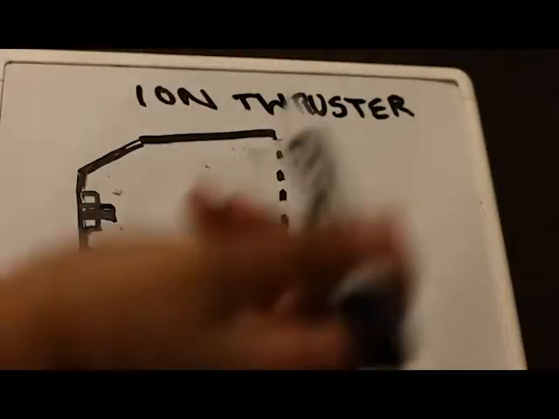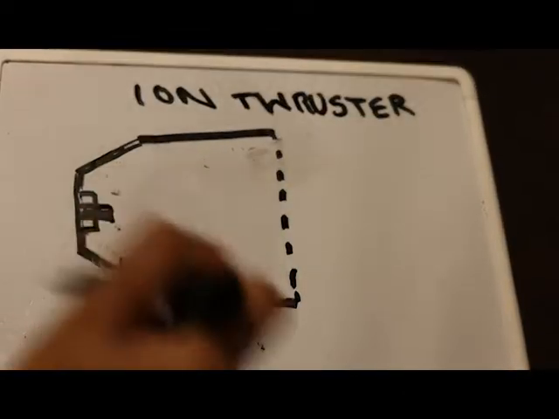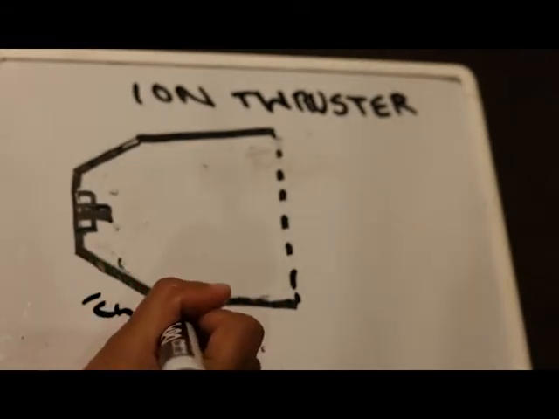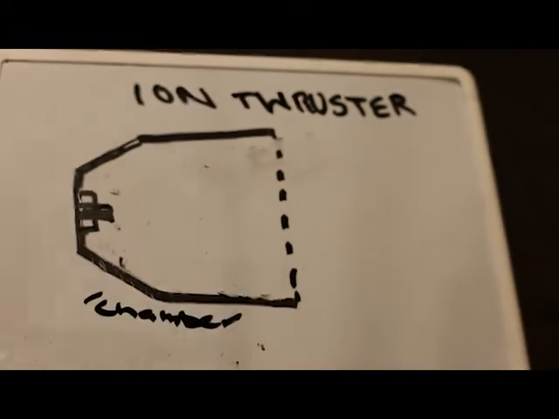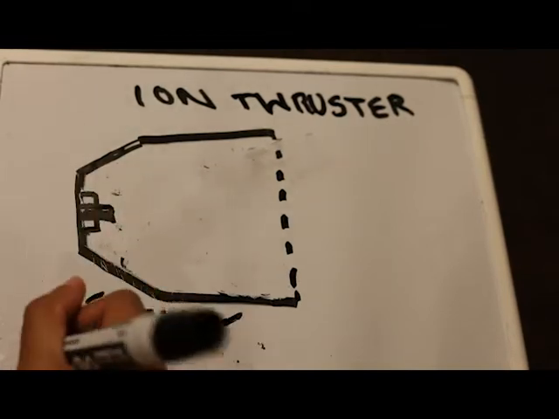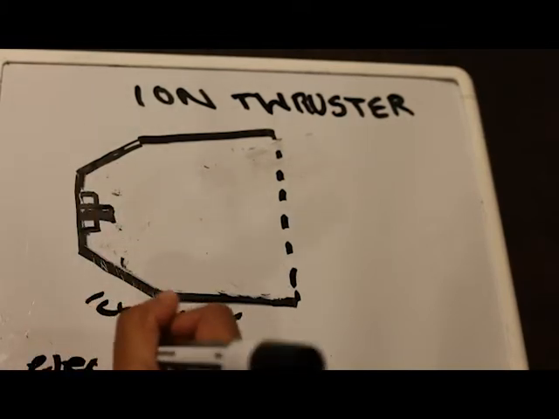So ion thrusters utilize this process of electron bombardment to basically create their fuel/energy. And it's better if I draw this to show you. So let's look into that. So here is our ion thruster, and this specifically is our chamber. This is where we're going to basically generate thrust. And we're going to specifically utilize a process called electron bombardment.